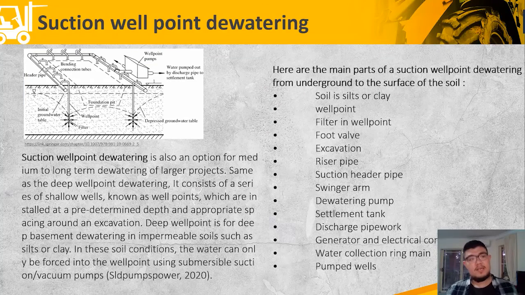And this is the last type, which is suction well point dewatering. The only difference between this one and the deep well point is that this one uses suction, or you can say vacuum, of the groundwater mechanically to suck the water out. But the other one, the deep well point, uses natural gravity for the water.